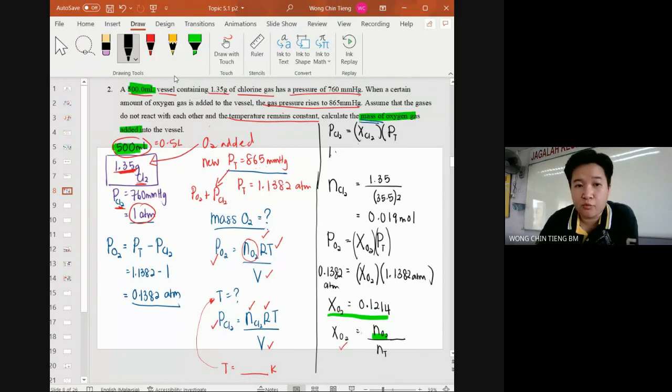Partial pressure of Cl2 1 atm equals to mole fraction of Cl2 is the number of mole of Cl2, N Cl2 yang kita dah ada over N total times total pressure. Total pressure pun kita dah ada, boleh substitute. Total pressure over that is your 1.1382. Okay. Number of mole total pun kita ada. Number of mole Cl2 pun kita ada. Number of mole Cl2 yang Norwesh salah kira 0.019.